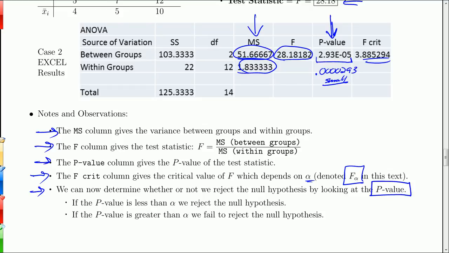And now we can determine whether or not we reject the null hypothesis just by looking at the p-value. If the p-value is less than alpha, we reject the null hypothesis. If the p-value is greater than alpha, we fail to reject it, right? So we're going straight with the p-value method. And in examples here and in the worksheet and in the problems, I will actually give you the test statistic and the p-value. So almost all of the work is already done because it must be done with software.